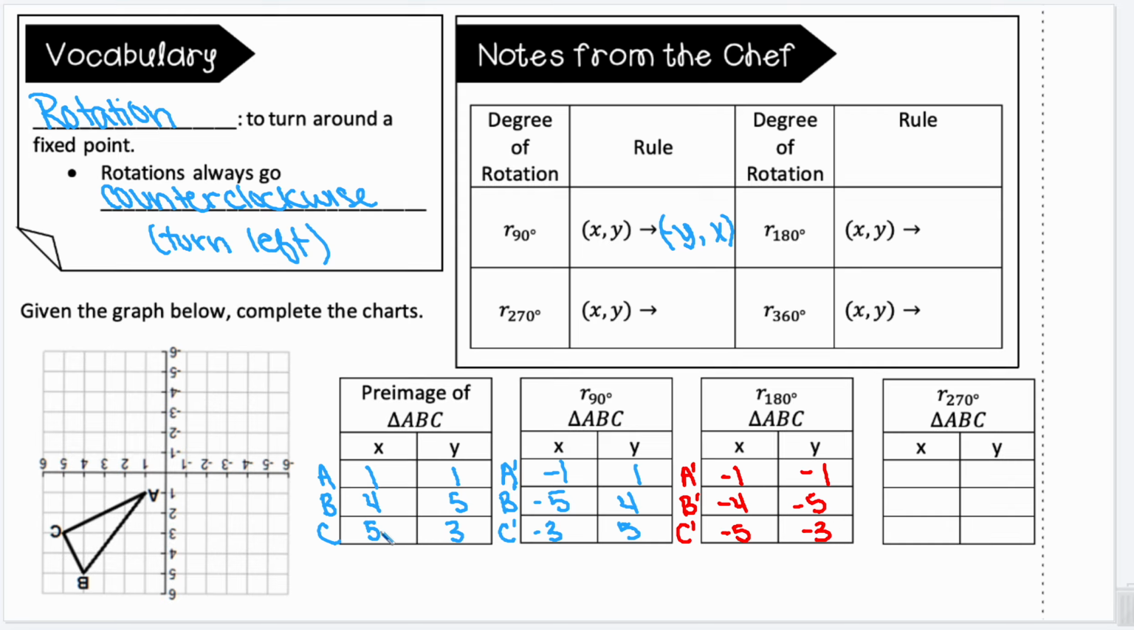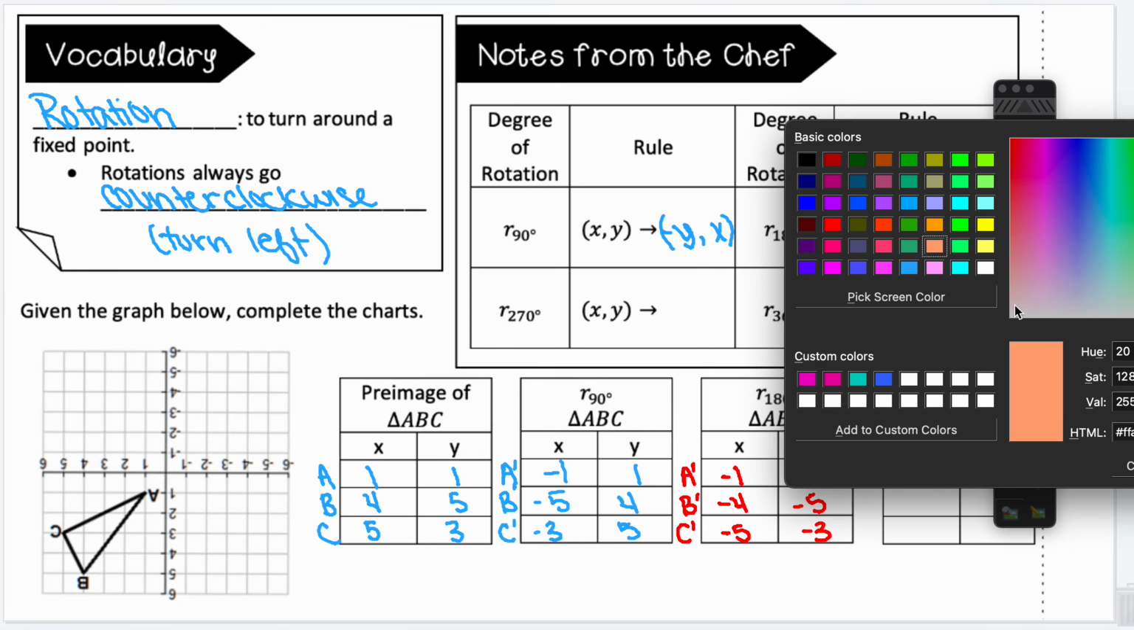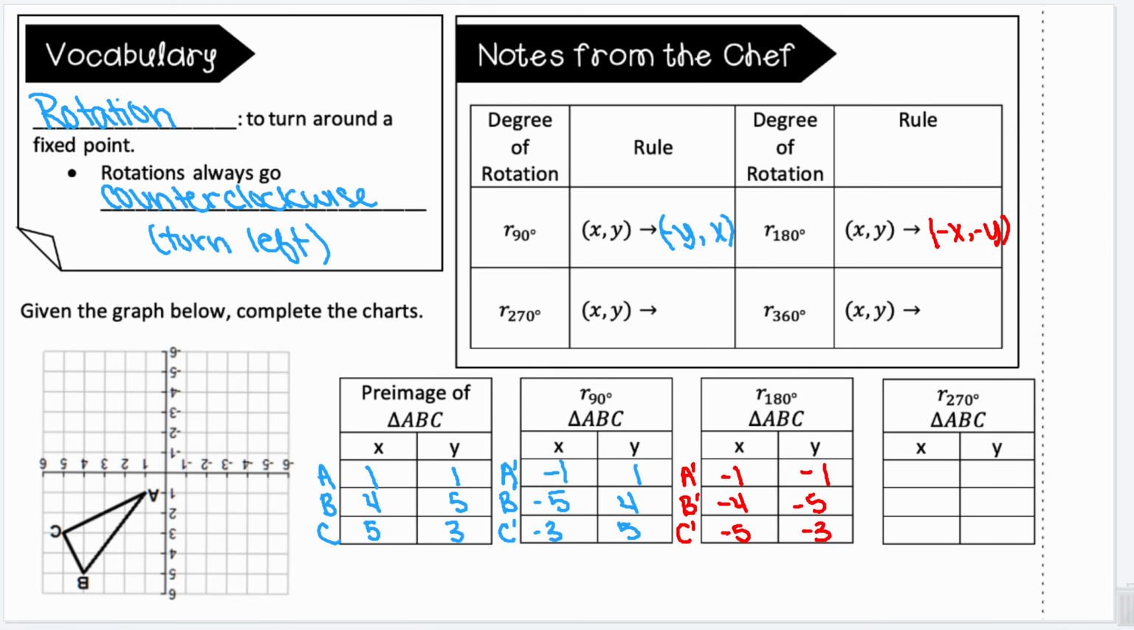So what happens? Well, we kept X and Y in the same locations. They just both became negative. -X, -Y. For a rotation of 270.